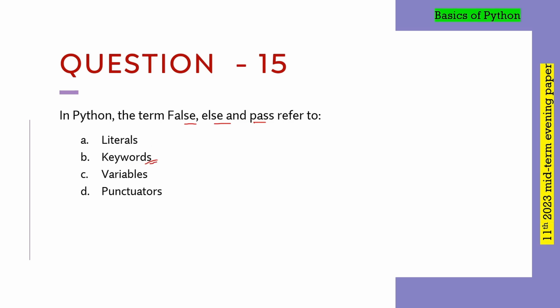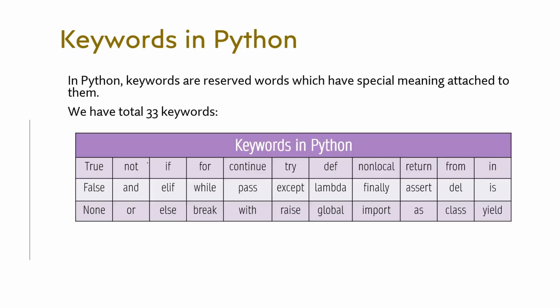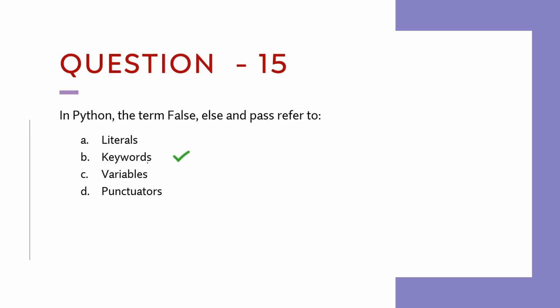But I want to take one minute of yours and I want you to note that we have a total of 33 keywords, and I want you to remember these 33 keywords so that you get an idea of what keywords are in Python. Then you cannot use them as identifiers either. Hence for this one, option number B is the correct one.